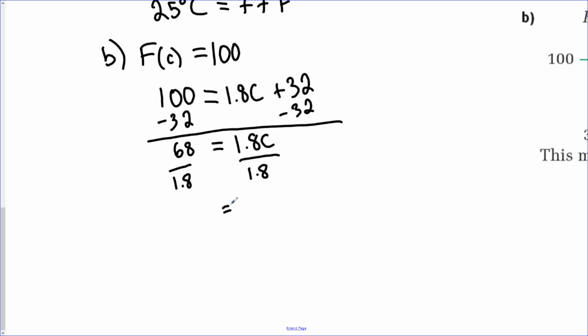I put in my calculator once again, 68 divided by 1.8, and it gives me the answer, 37.7, repeating. And 1.8 divided by 1.8 is 1, of course, so I'm left with c. What does this mean? It means that 100 degrees Fahrenheit is equal to about 37.8 degrees Celsius.